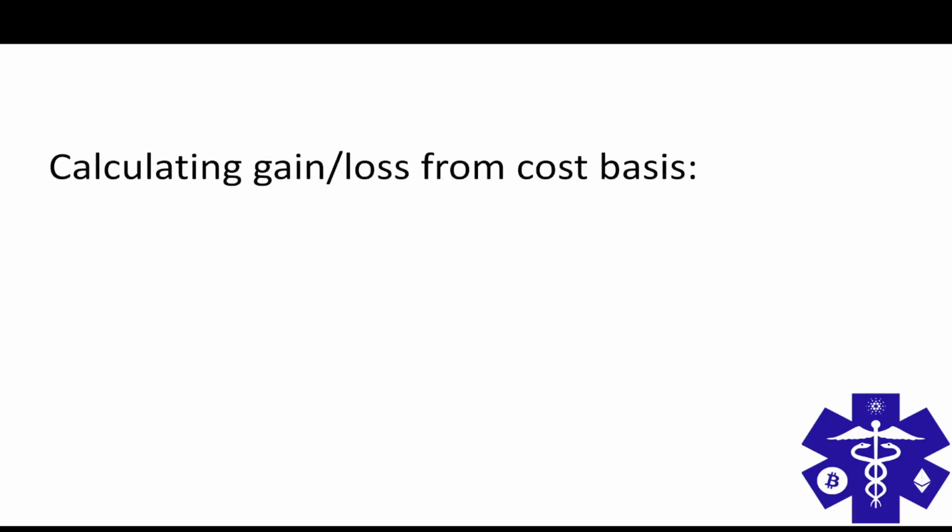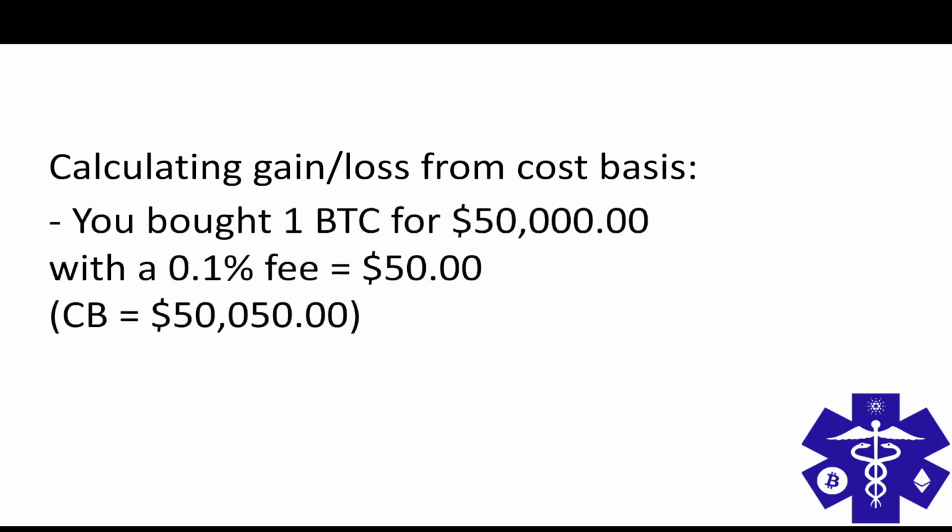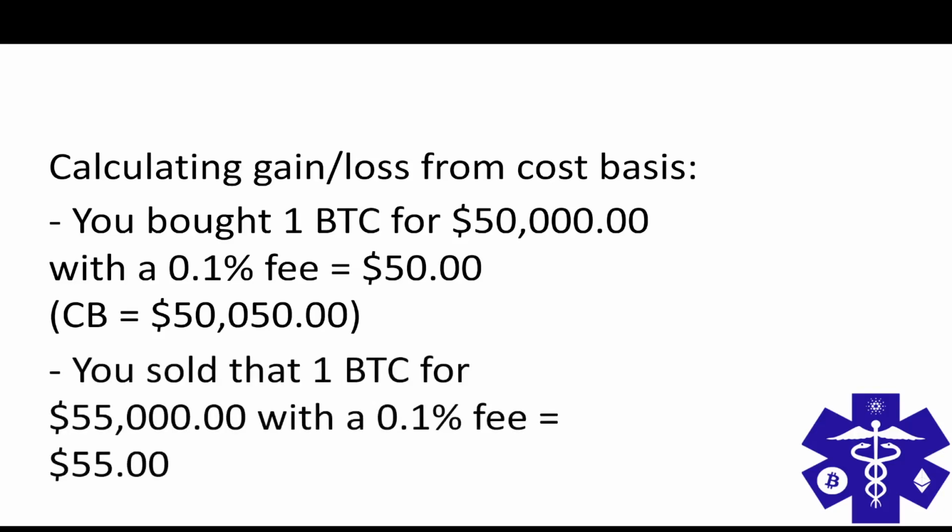So now the last topic is how do we calculate the cost basis? And, based on the cost basis, how do we calculate how much we gained or lost? So back to our example, you bought one BTC for 50,000 and you paid a fee of $50. So the cost basis is $50,050. Then you sold that BTC at a price of 55,000 and you paid $55 for a fee. And it's the same BTC that you bought. And we'll talk about why this is important in a future video.